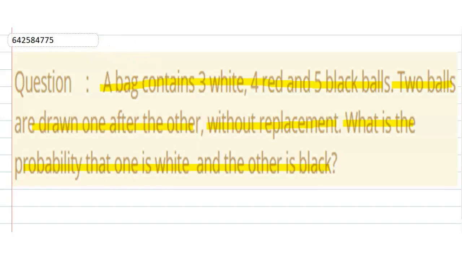So what is the given? In the question we have to write, given that the bag contains 3 white, 4 red, and 5 black balls.